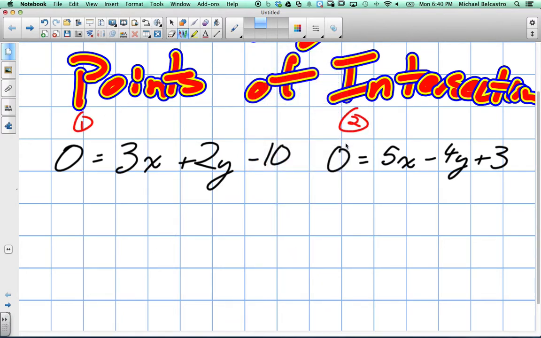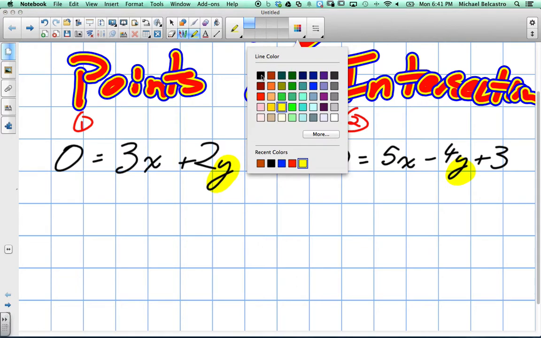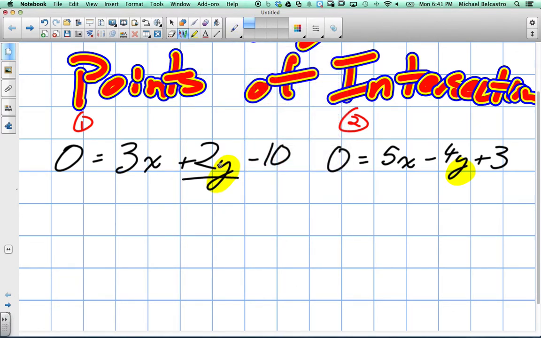It'll actually be easier had they given it to us in slope y-intercept form. So what we're going to do is put both of them into slope y-intercept form and then talk about how that will help us. To put it in slope y-intercept form, the goal will be to isolate for y in both of the equations. So in equation 1, I need to move this term to the other side of the equation. So it becomes negative 2y is equal to 3x minus 10, right?